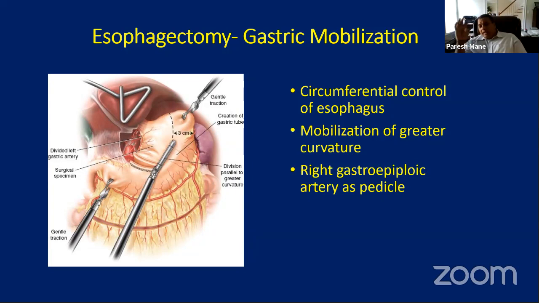I've got big fingers. Some people will use 3 finger breadths, roughly anywhere between 4 to 6 centimeters diameter tube, all based off the right gastroepiploic. And then you'll bring that into the chest.